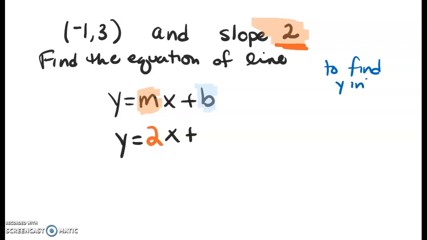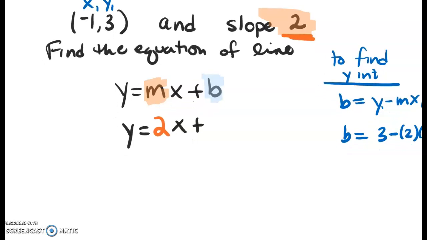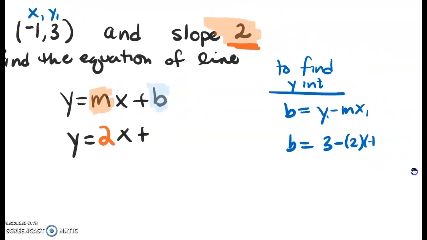So to find the y-intercept, you're going to solve this slope-intercept form for b. And if you write it like this, you'll take the point you're given, you're going to substitute that in for x1 and y1, and you're going to substitute in this 2 for the slope. So I'm going to say 3 minus 2 times negative 1. Oops, I'm off the page. So I'm going to get 3 plus 2.